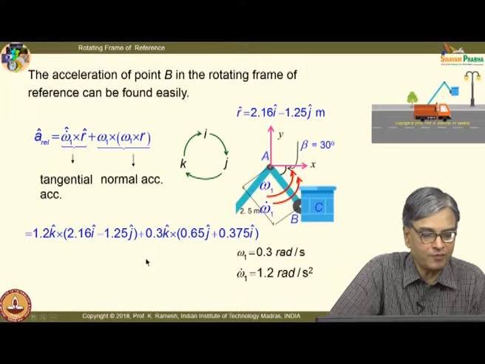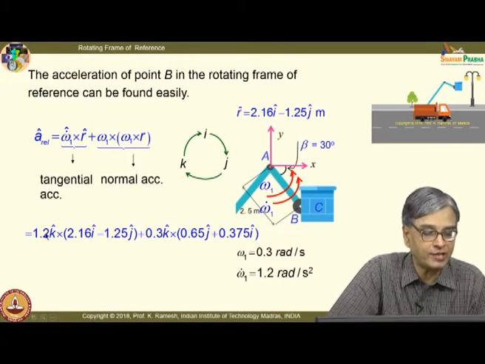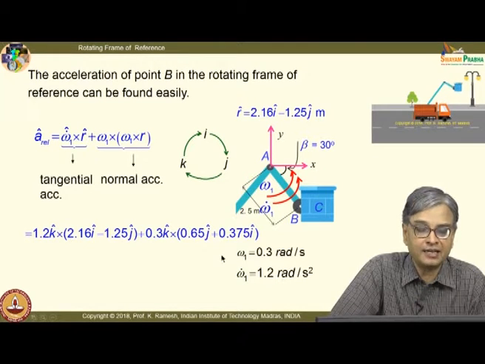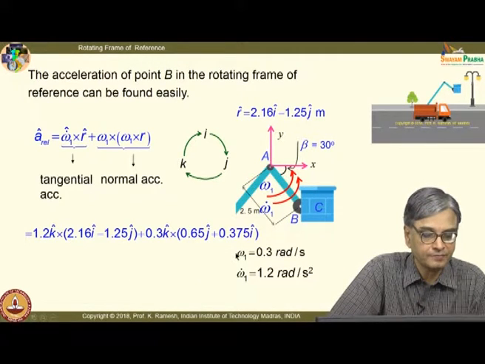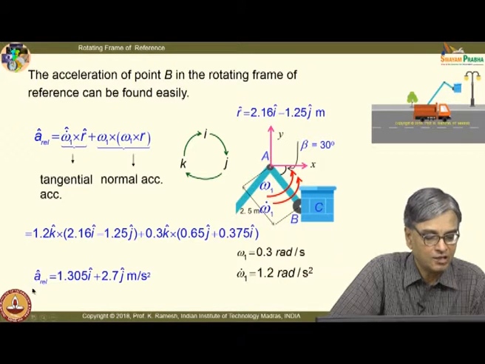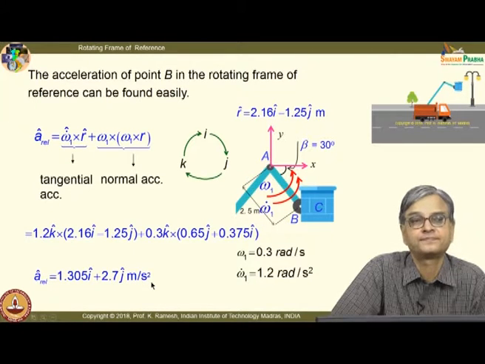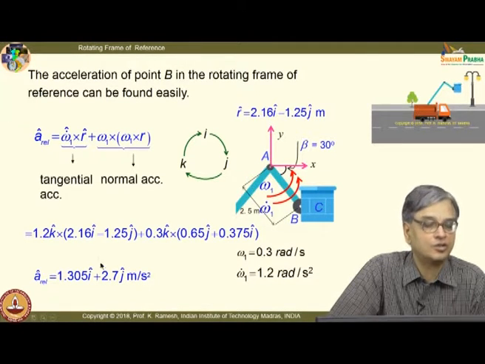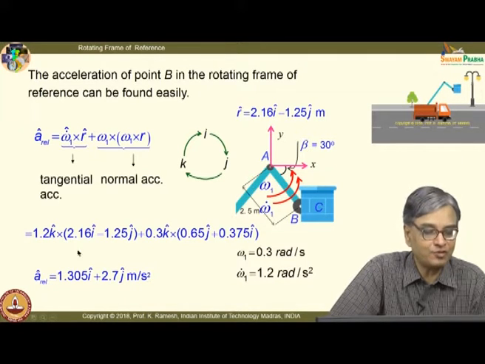So, it is fairly straightforward. You have to be careful in substituting the values properly and then do the computation. And here what is done, I have directly put the velocity, then I can put this as omega 1 cross v. So, it simplifies my calculations. So, I get the acceleration with respect to the rotating frame of reference as 1.305 i plus 2.7 j meters per second square. So, it is fairly straightforward. So, I have these two quantities.